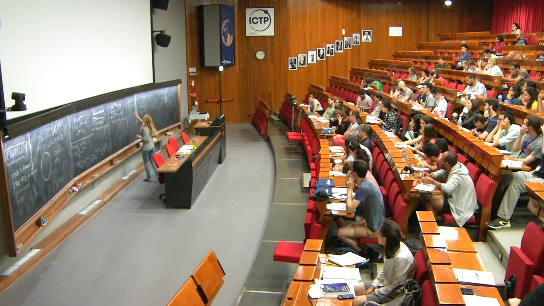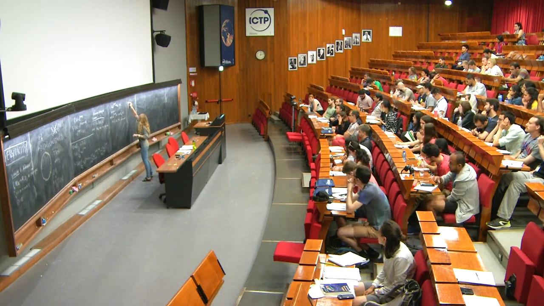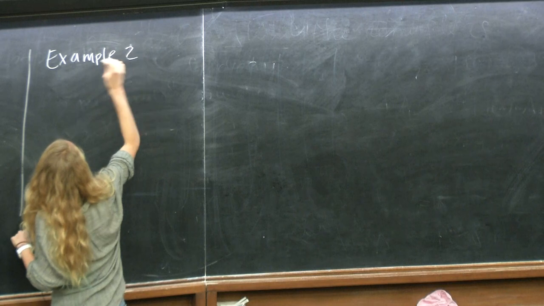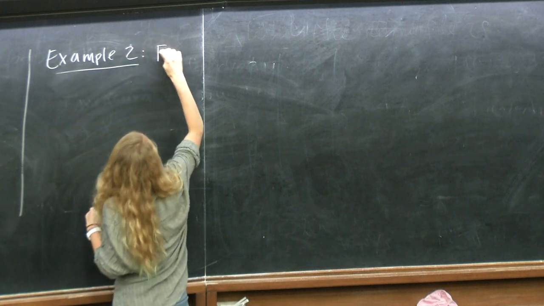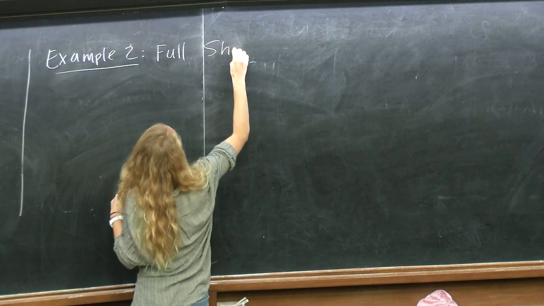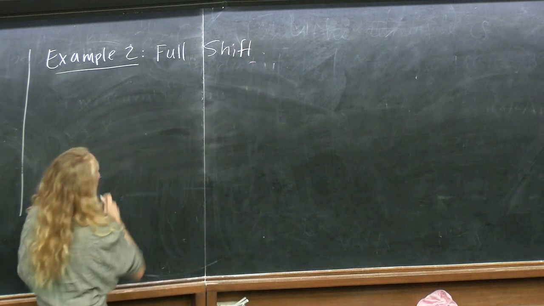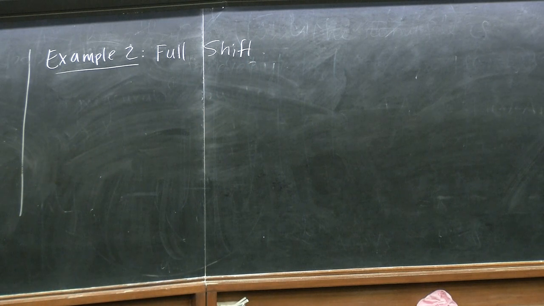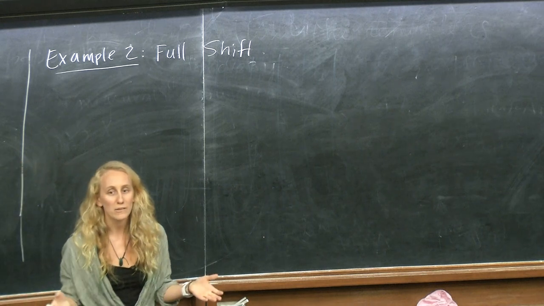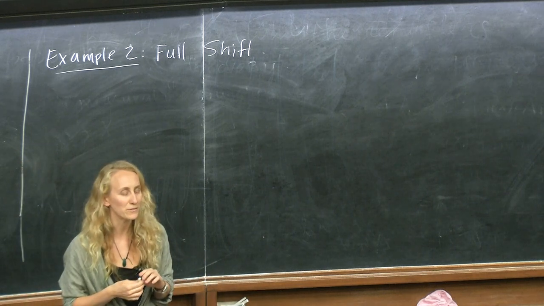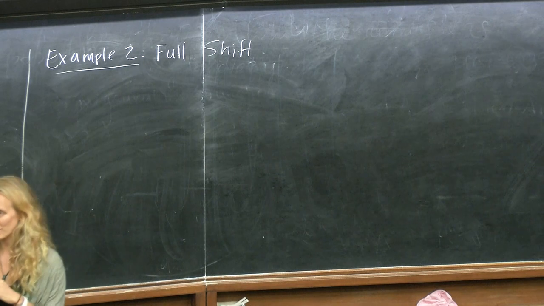Okay. So let me remind you, example 2. Full shift. Okay, so I like this example, and proving ergodicity for this will be the harder of the two exercises. I think it's really tricky. Maybe for some of you it's easy. But I like it because the invariant measure that we consider is not Lebesgue. So we leave a little bit the world of Lebesgue, and we consider a different type of measure.